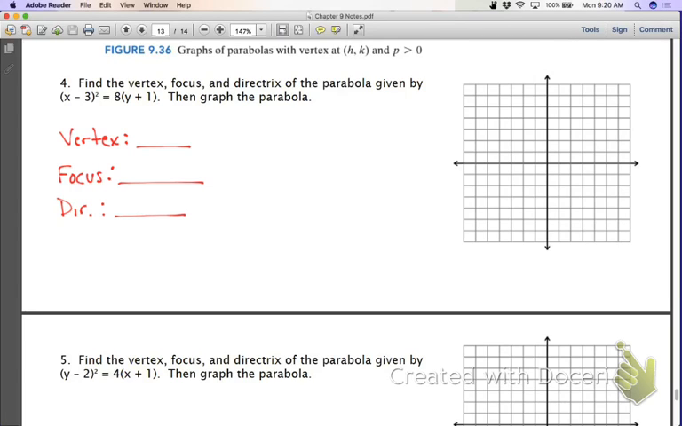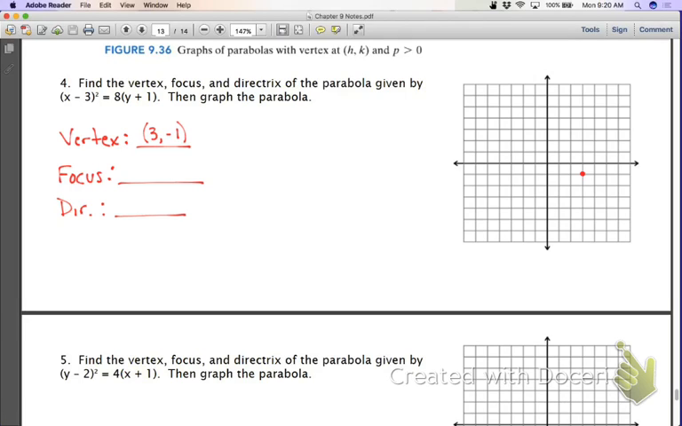What's the opposite of negative 3? Positive 3. What's the opposite of positive 1? Negative 1. That means I'm going to have a point here at (3, negative 1), and there's my vertex.